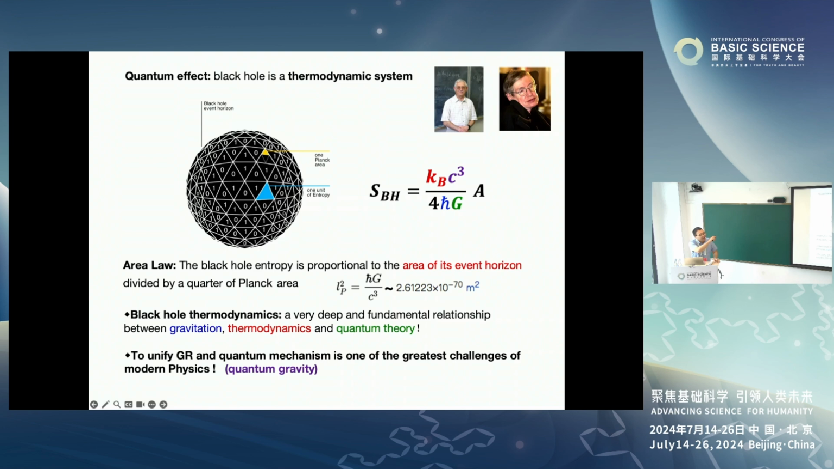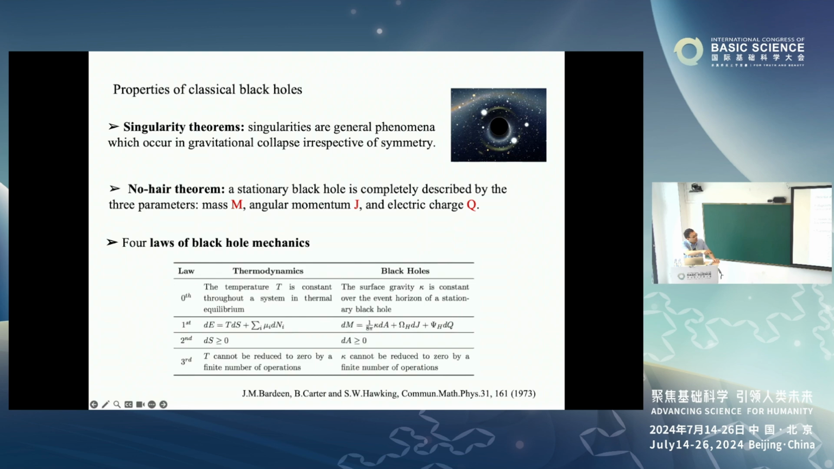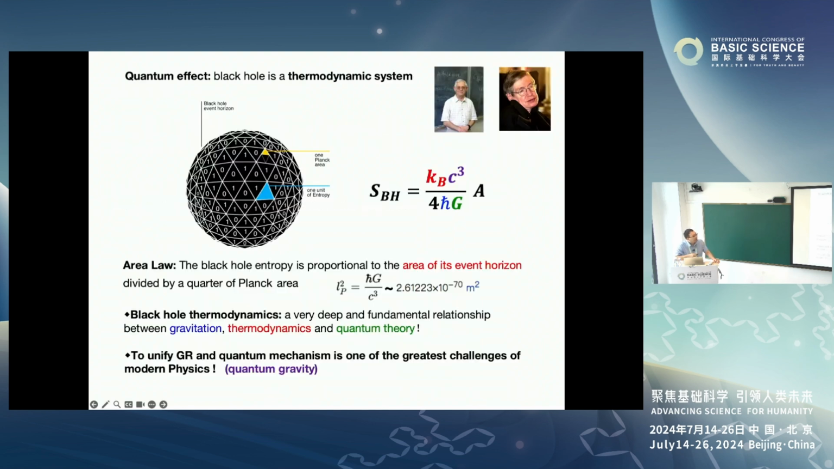It also has finite entropy. You may still remember these are very different from each other, but if we consider quantum effects, they become almost the same. Actually, the entropy of the black hole is proportional to the area of the event horizon. There are some important fundamental constants: k_B is the Boltzmann constant, c is the speed of light, h-bar is the Planck constant, and capital G is Newton's constant.